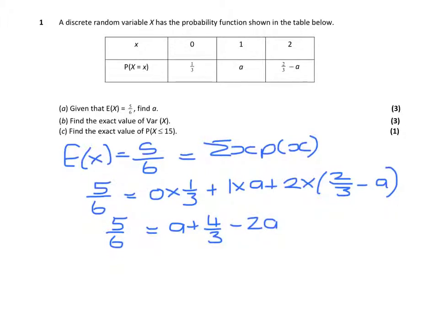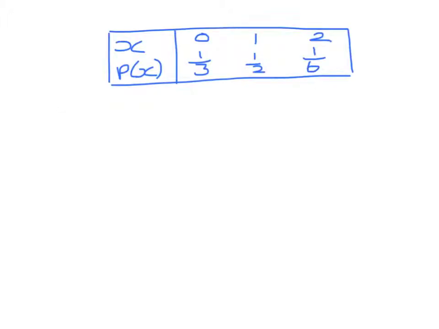If I bring all the letters to the left-hand side, I'm going to get a equals 4/3 take away 5/6, which gives me that a is 9/18, which is 1/2. I redraw the table and replace a by 1/2, and that gives me that the probability of getting a 0 is 1/3, the probability of getting 1 is 1/2, and the probability of getting 2 is 1/6.